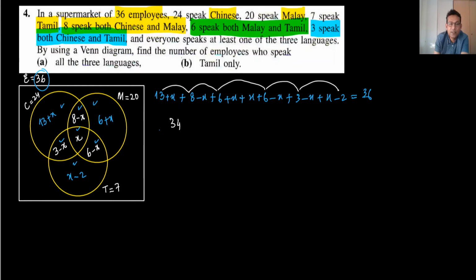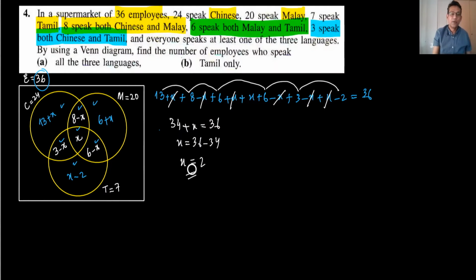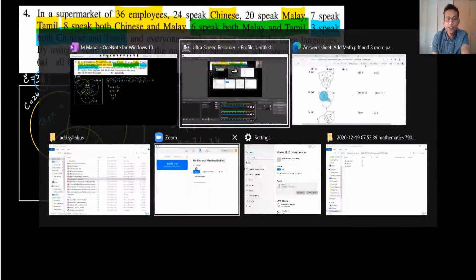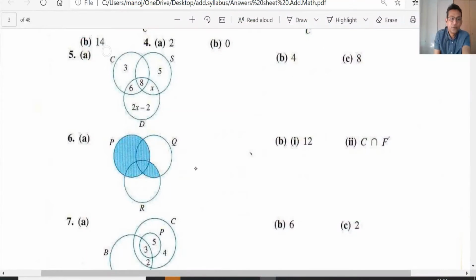34, this x cancels out with this x. This x is cancelled out with this x. So what do we have? Only plus x is equals to 36. So x is equals to 36 minus 34 and x is coming 2. So this is the area we are talking about, the x, all three languages who speak all three languages, we have already supposed x and x is coming 2. If you want to check the answer, we can check question number 4 is 2. The answer is right. Answer is 2.